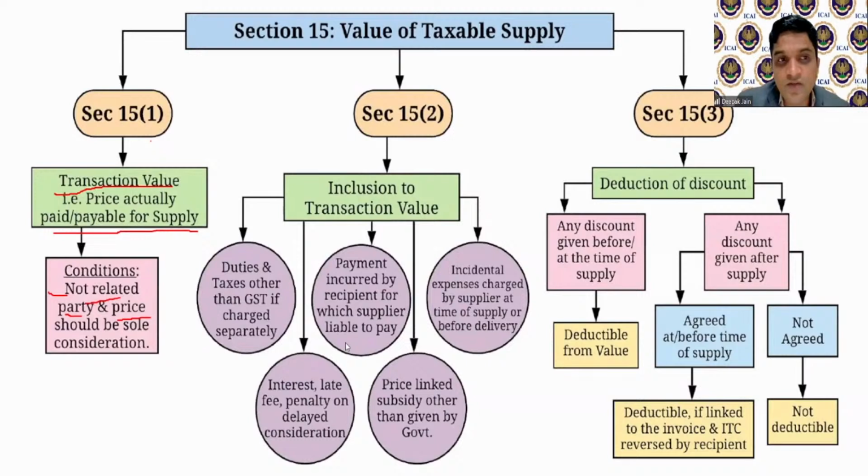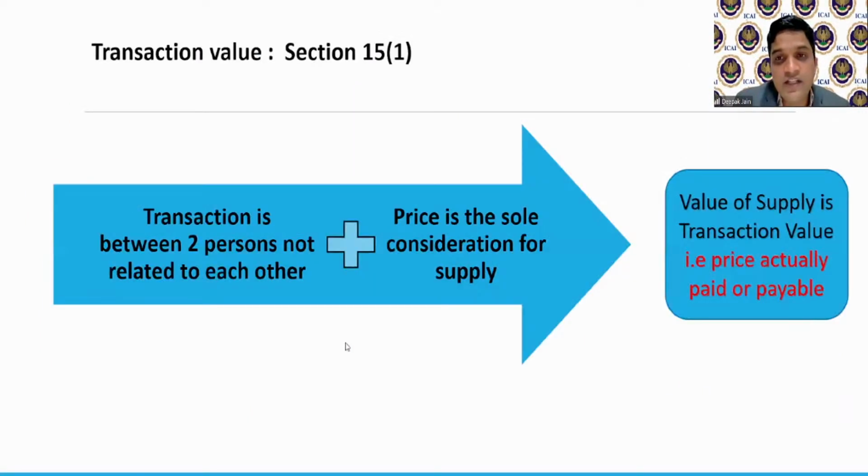That is transaction value. Now, when do we go to section 15.1? We'll go to section 15.1 when the transaction is between two persons who are not related to one another and price is the sole consideration. Then value of supply is the transaction value. Understood? What is the transaction value?